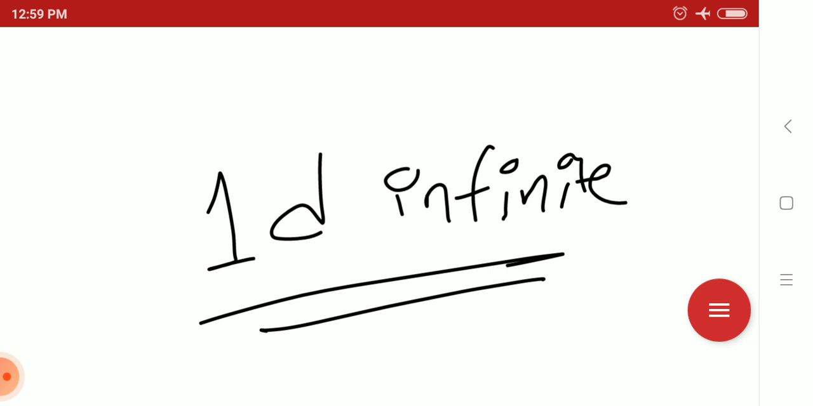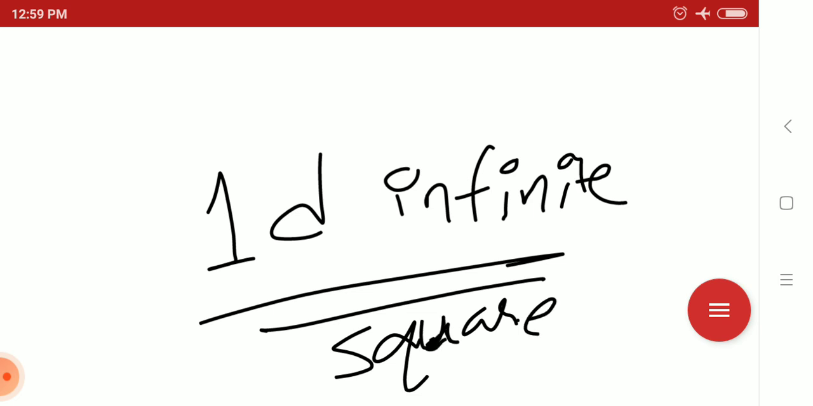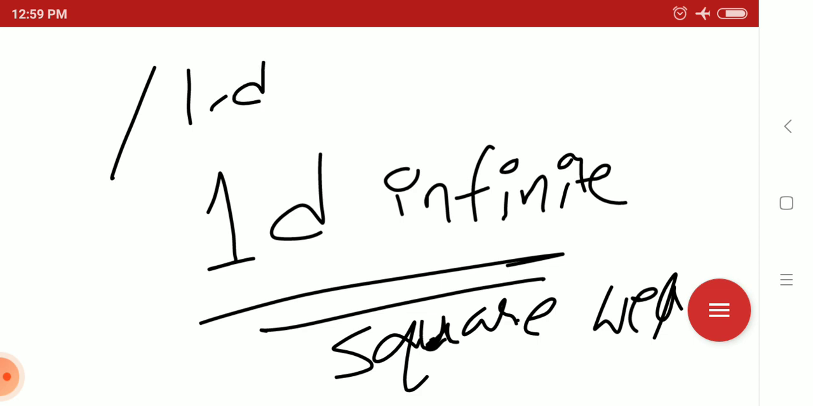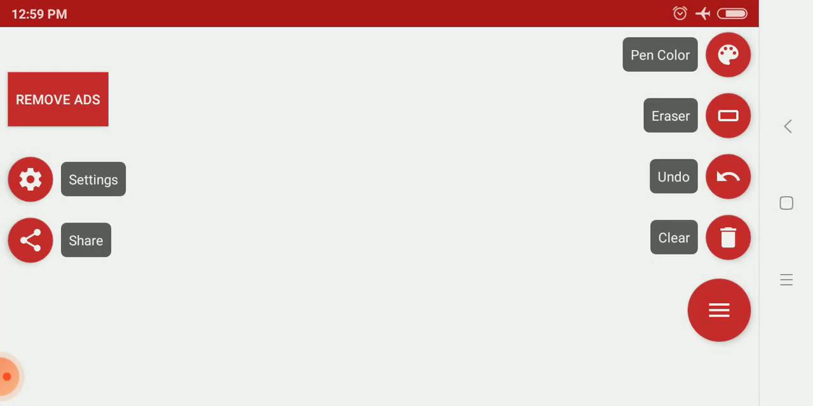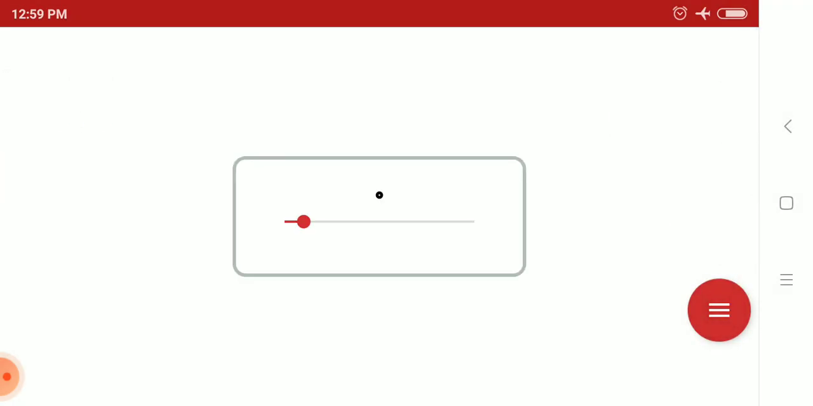Today I will discuss some important formulas of the 1D infinite square well potential, or 1D infinite square well, you can say in one line. It's very popularly known as the 1D box. Everybody talks about the 1D box. So what is the 1D box or 1D infinite square well? Let's start the discussion.